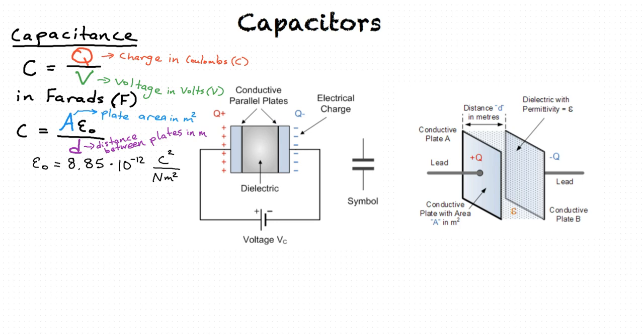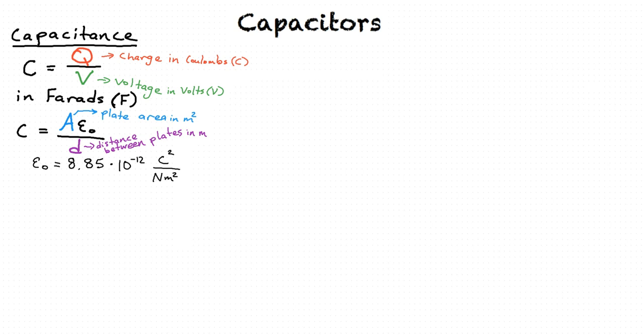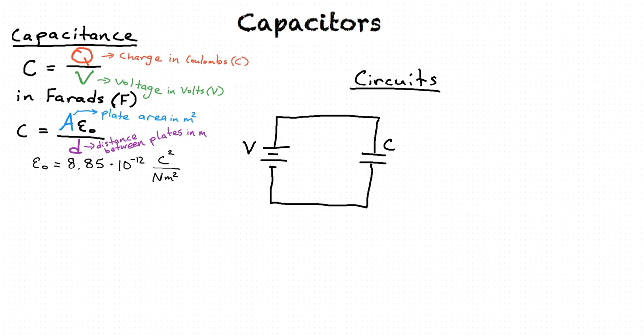Okay, I understand now. What else can we learn about capacitors? Let's discuss capacitors in circuits. Here is a basic circuit with a capacitor. If given the voltage V of the source and the capacitance C of the capacitor, we could use the formula to solve for the charge. What happens if there are multiple capacitors in the circuit?